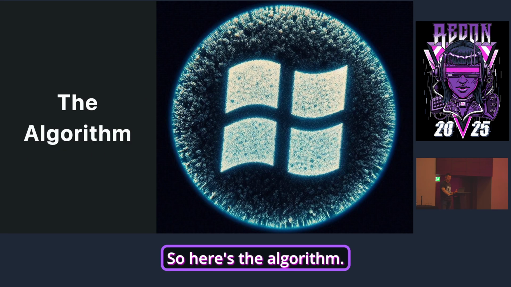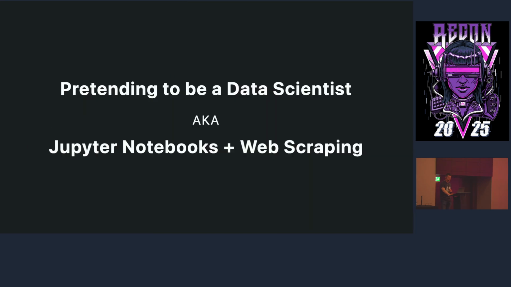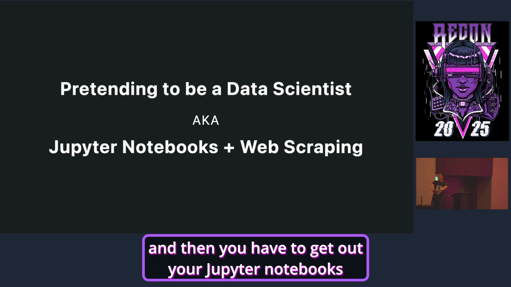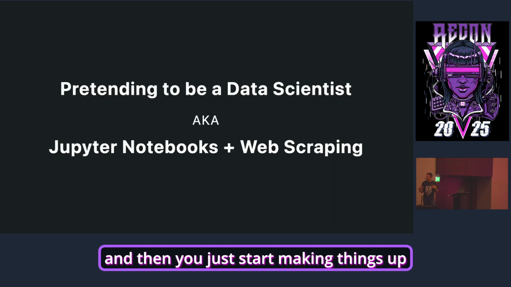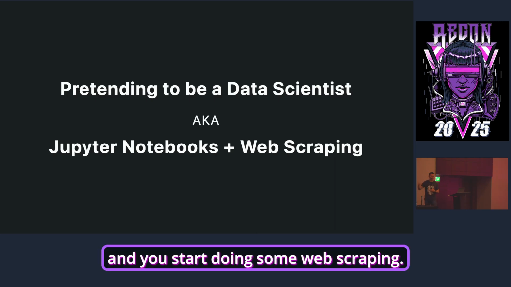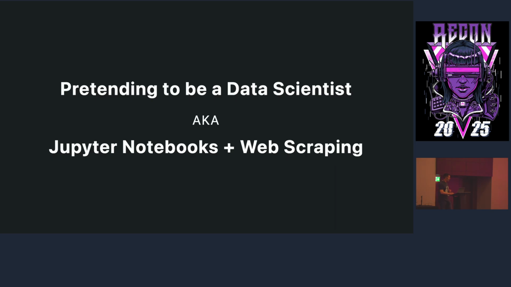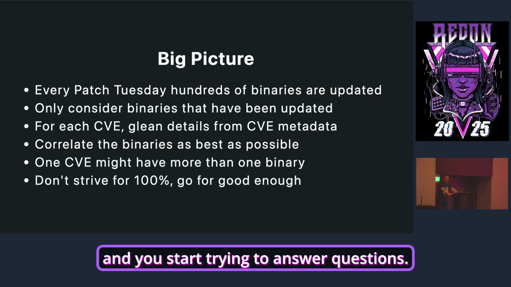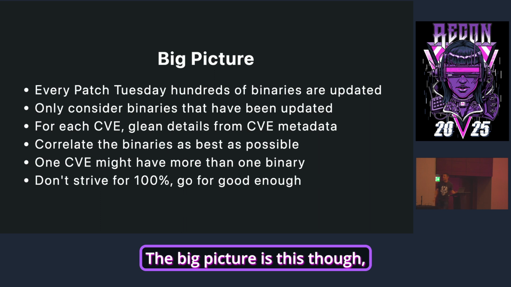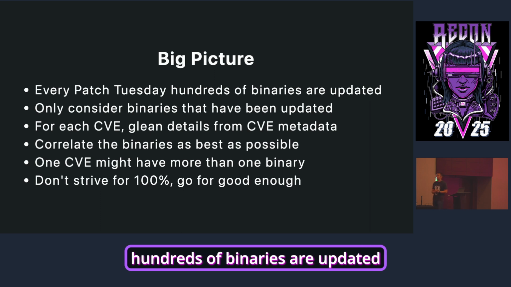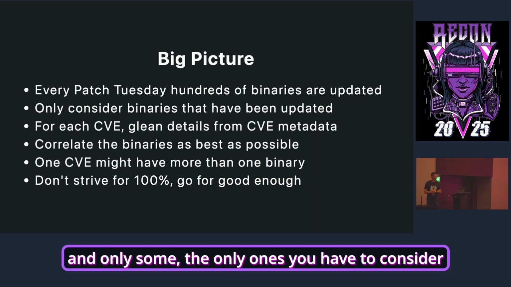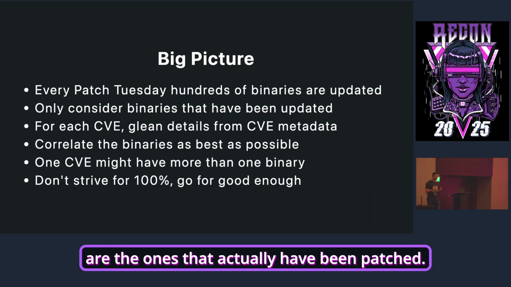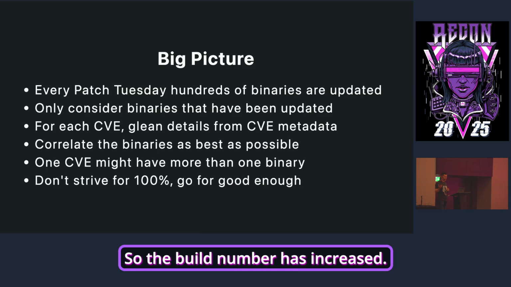So here's the algorithm. First, you need to pretend to be a data scientist, and then you have to get out your Jupyter notebooks, and then you just start making things up. And you start doing some web scraping. So you pull this information together, you pull that into a big Python notebook, and you start trying to answer questions. The big picture is this, though, is that every Patch Tuesday, hundreds of binaries are updated, and the only ones you have to consider are the ones that actually have been patched. So the build number has increased.